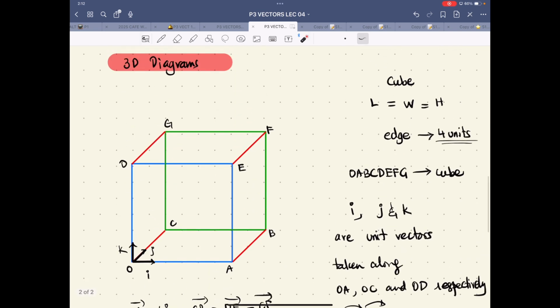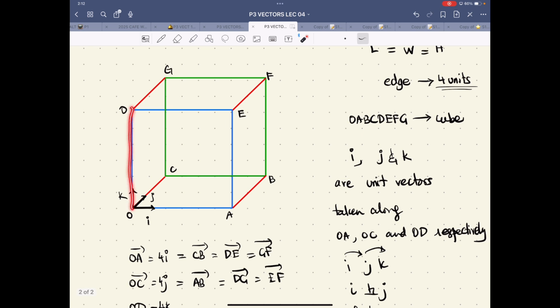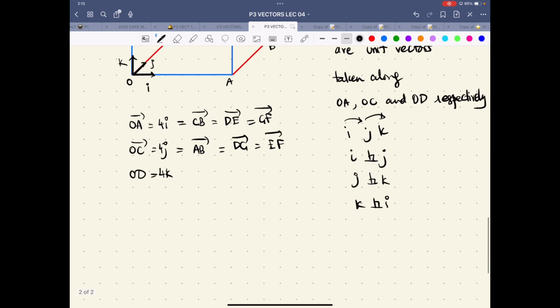Let me show you by a highlighter. So that's 4J, that is 4J, that is 4J, that is 4J. Now what is left? This thing is 4K. So therefore OD, AE, BF, CG, all these are 4K.